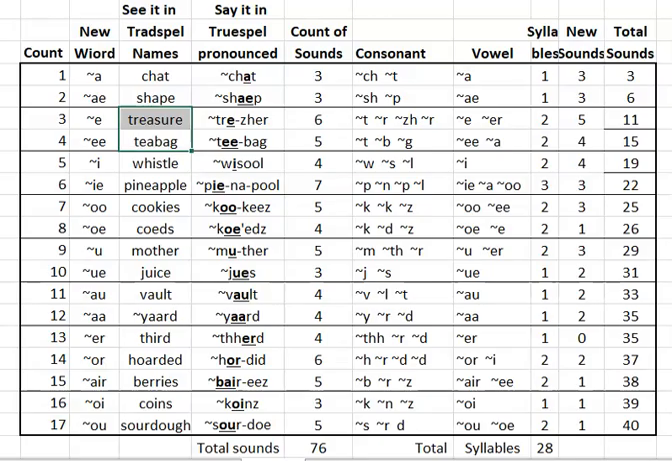Treasure. Teabag. We've got whistle and pineapple. We should have a dash in there.